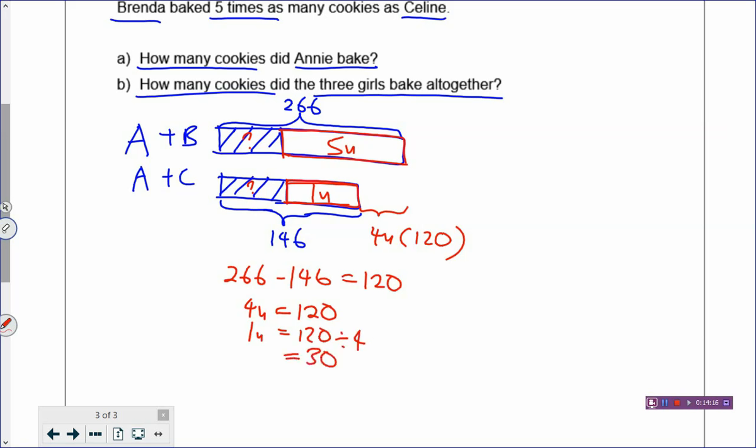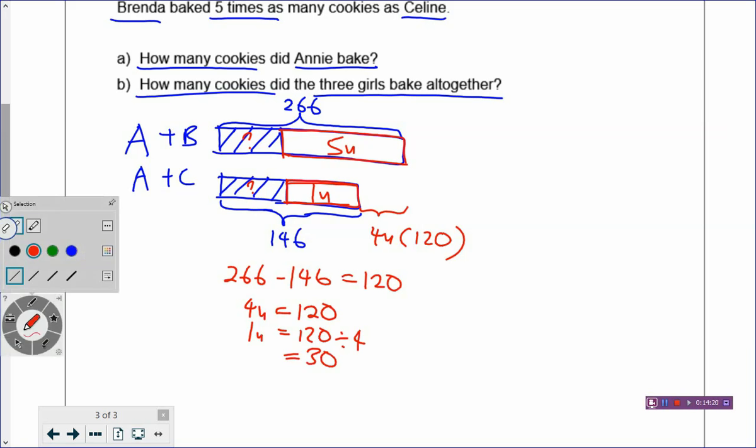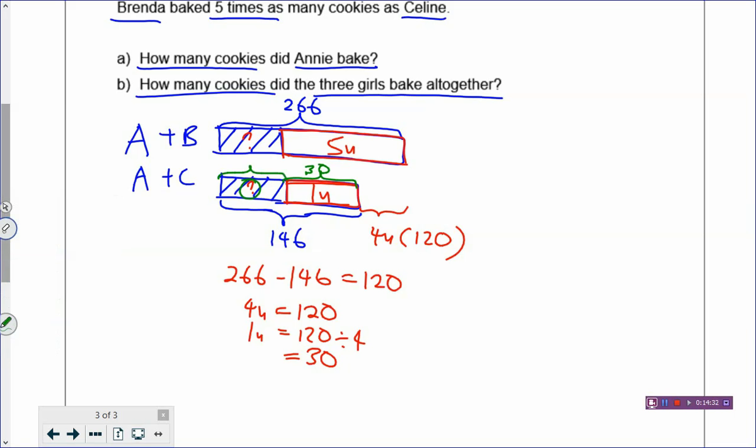Alright, so now can you find Annie has how many? So which question mark do you think is easier to find? Well, I will prefer to find the question mark below, right? This one. Why? Because you already know 1 unit. So 1 unit is 30. So you just take 146 and you minus 30. So 146 minus 30. So how many does Annie have? So Annie has 116 cookies. Okay, so we got your part A answer.